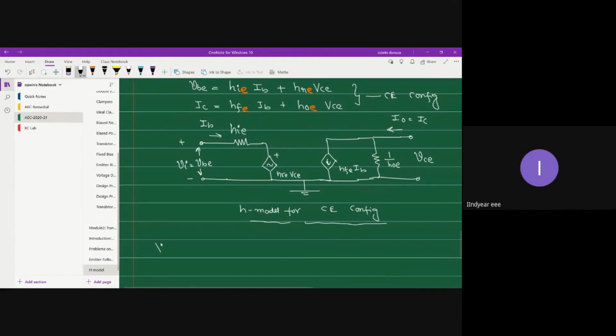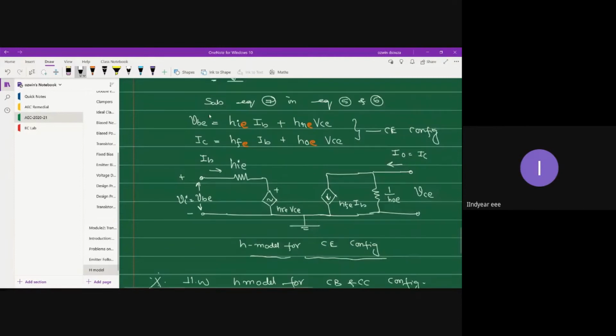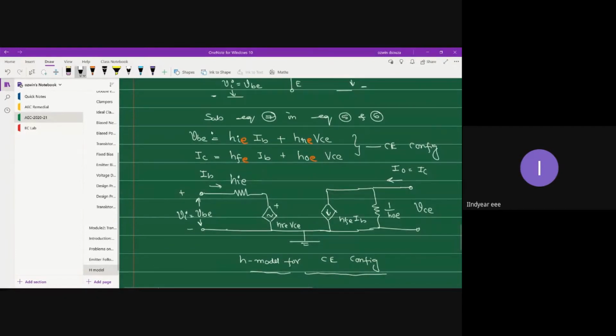Okay, so what I will do, I will write a homework. Homework: H model for common base and common collector configuration. Okay, is it doable? You understand, right? Did you understand the CE configuration model? Yes, sir. On the same note, you can do it. Just identify the input voltages and the currents. That's all.